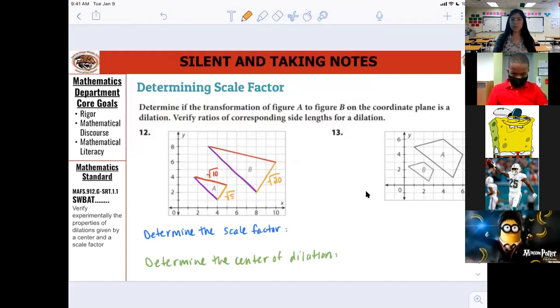You think you got the scale factor? Anybody else? I'm a little disappointed. I'm thinking about giving a pop quiz right now. Okay, I've decided. Pop quiz.